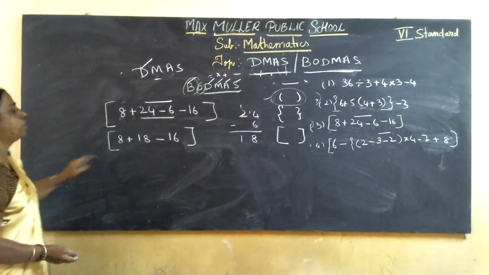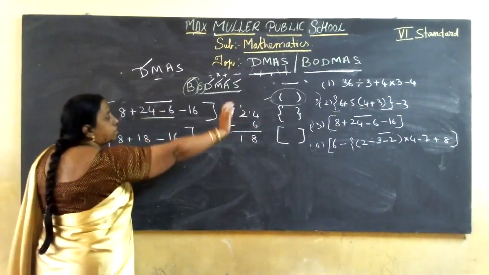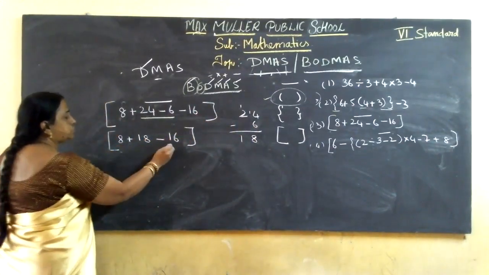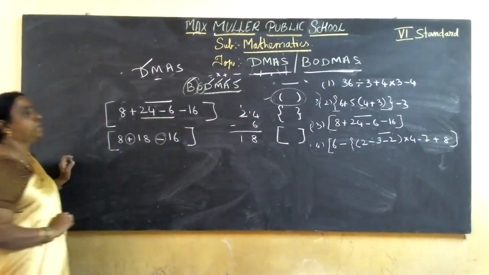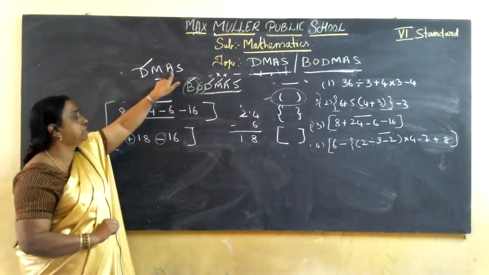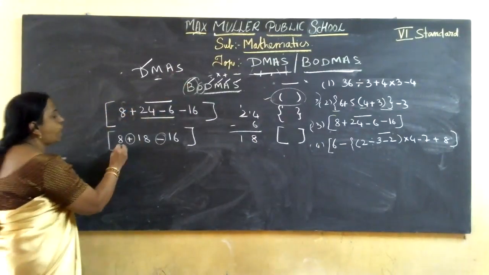Now what should you solve? The square bracket. So you have no curly bracket, no round bracket, nothing. So you should go for this. In this, addition is there, subtraction is there. So first, what should you do? Addition, then subtract. So first you add this.